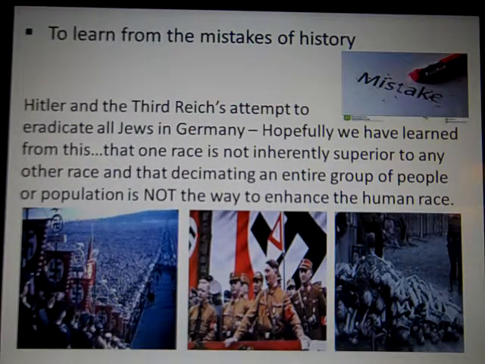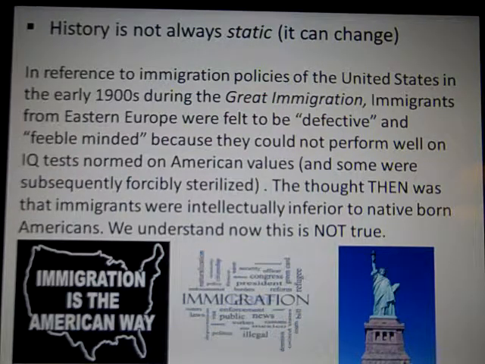Hitler and the Third Reich's attempt to eradicate the Jews in Germany stands as a great example. There are a lot of documentaries, most of them pretty troubling, chronicling, just from a demographic standpoint, the numbers, just the decimation of the Jews in terms of how many millions of lives were lost because of Hitler and the Third Reich in Germany. And we also learned that eliminating an entire group of people based on race or ethnicity or any other quality is not the way to enhance the human race. We know that history changes.